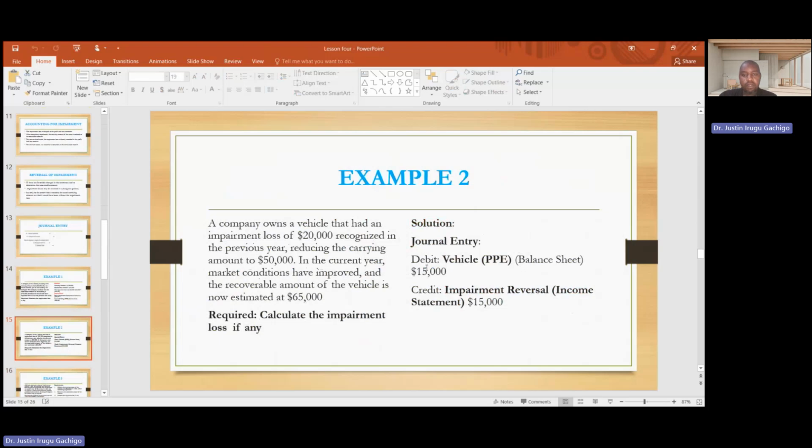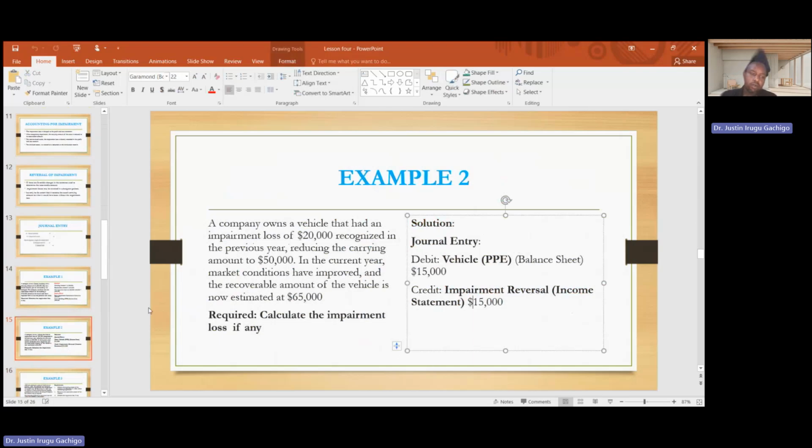So solution here, you need to debit. If you look at this, the impairment has reversed now. So here you debit the balance sheet, and then you credit the impairment reversal. This is in the income statement, because if you look at this question again, in the current year the market condition has improved and the recoverable amount of the vehicle is 65. So it is 65 minus 50, which gives you 15.